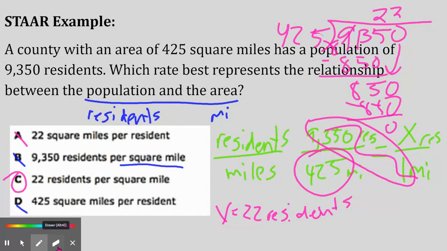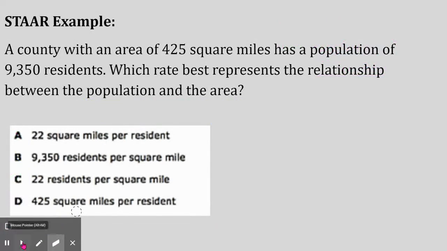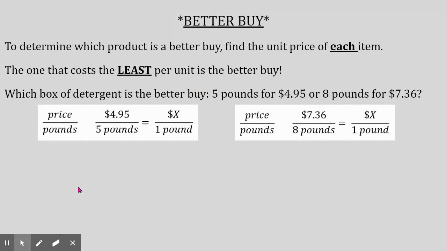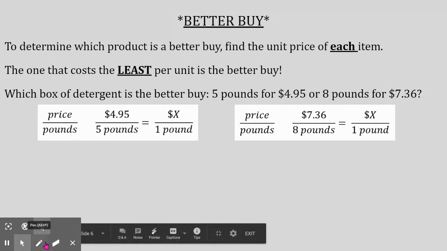All right, so that was about unit rate and unit price. Now let's talk about the better buy. You may like this one because it's talking about saving you money. And we like money in 6th grade. You may not have any, but we like having money. And what I mean by you don't have any, it's probably because it's your parents' money. All right, so the better buy. The better buy is to determine which product is a better buy, meaning find the unit price of each item. So the one that costs the least per unit.